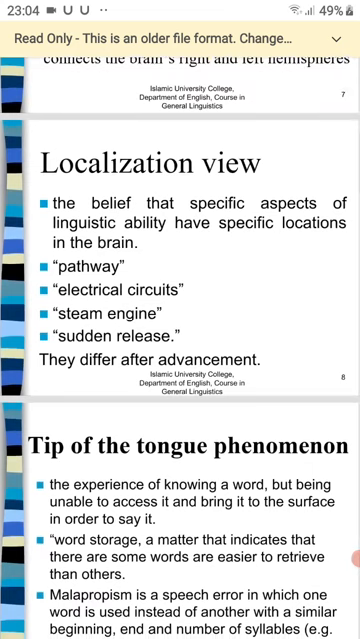Localization: why? They believe that specific aspects of a linguistic ability have specific locations in the brain. The localization suggests that brain activity involves hearing words and understanding them. Wernicke's area comprehends the word, then the arcuate fasciculus connects with Broca's area to produce the sound. This is exactly the function of localization.